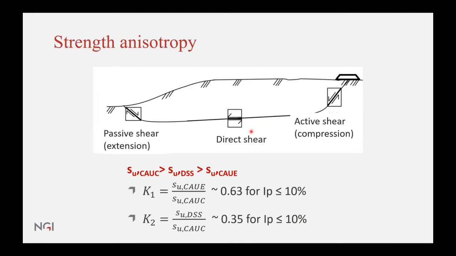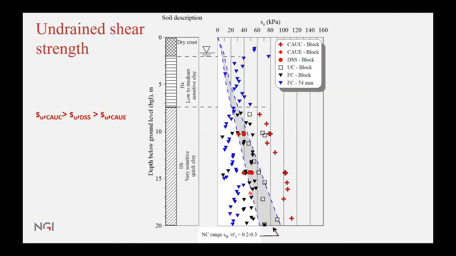And what we know for Norwegian clays, usually the standard number here, is that the anisotropy factor between extension and compression is around 0.63. And then between direct simple shear and compression is approximately 0.35. And these are for low plasticity clay. So it's a bit different if you have higher plasticity in our case. But these are factors that we also take as input in our stability calculations.